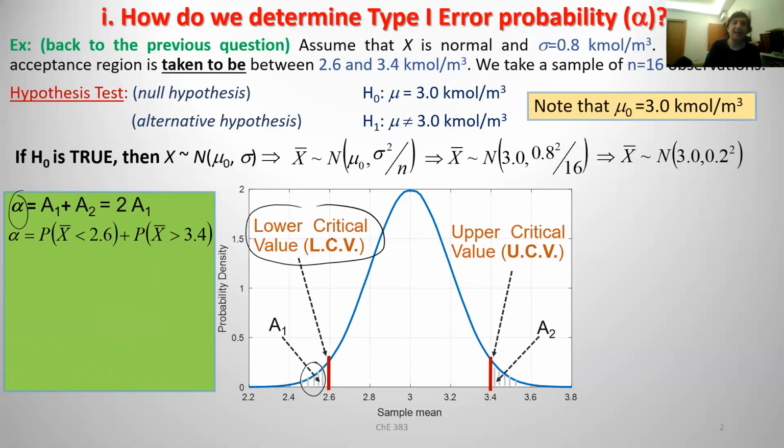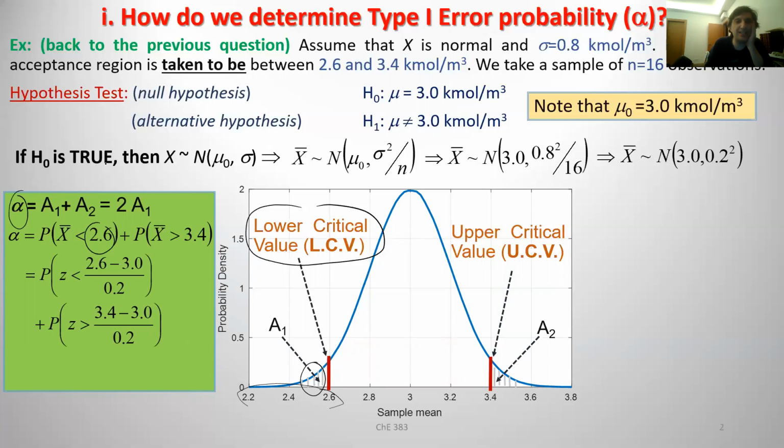Now, alpha is going to be equal to the probability that x bar is smaller than 2.6 or x bar is greater than 3.4. Because in these conditions, we would reject the null hypothesis, but this is actually the null hypothesis distribution, so there is alpha probability of obtaining any sample mean smaller than 2.6 or greater than 3.4. So alpha is those two probabilities.